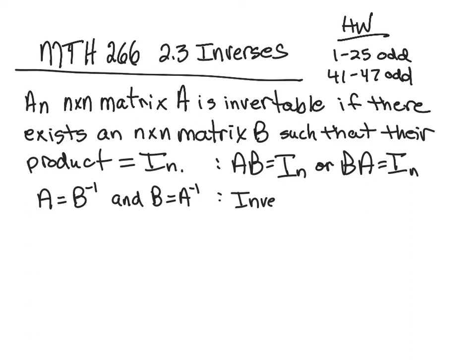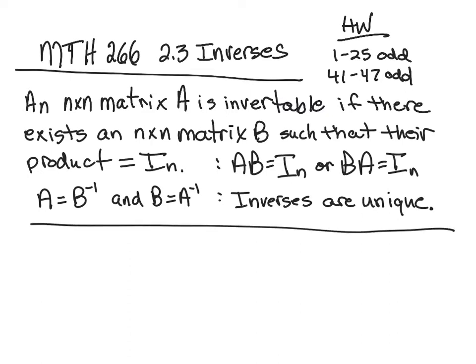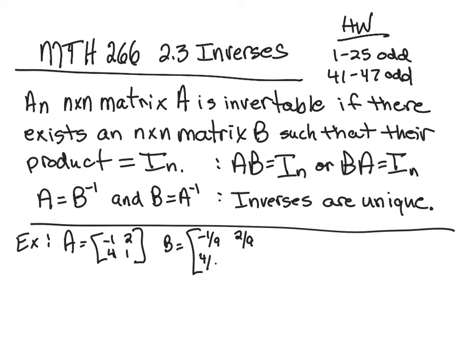Inverses of matrices are unique. There's only one inverse to an invertible matrix. Unique. Okay? Now, let's show this. An example, let's say A is the matrix -1, 2, 4, 1. And B is the matrix, this is ugly, -1/9, 2/9, 4/9, 1/9.